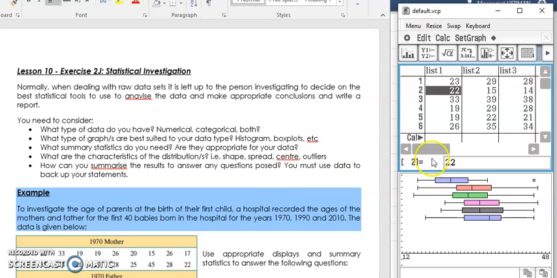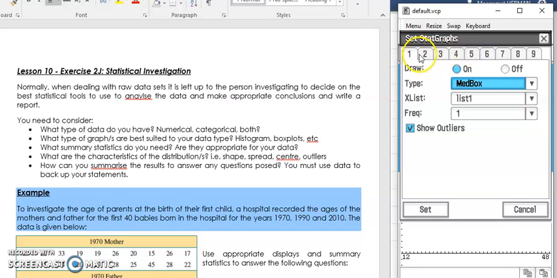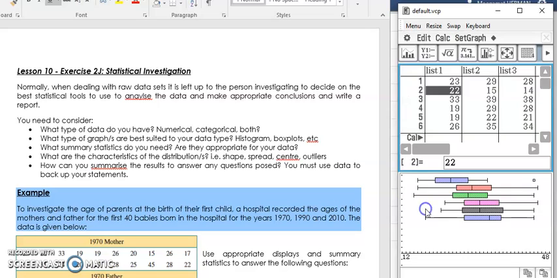Make sure that you have this calculator skill down pat, making sure that when you set it, every single draw type is on. This seems to be a common mistake that students tend to make, not put this on, and making sure that the outliers are showing as well. Okay, that's the conclusion. Best of luck.